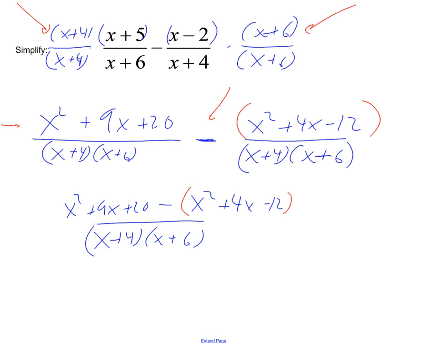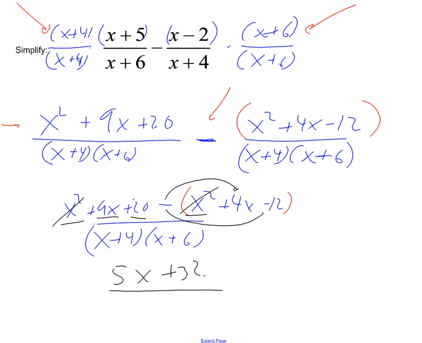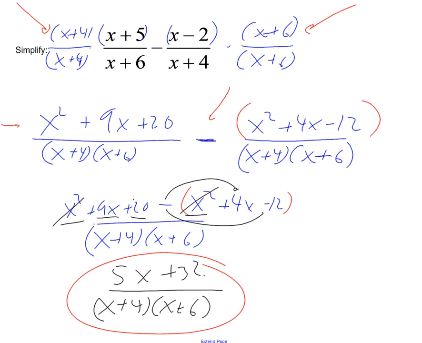Now we subtract. The x squared minus x squared will cancel. 9x minus 4x will give us 5x. 20 minus a negative 12 will give us a positive 32. So you got to distribute. Luckily, you've been doing that since 6th grade, so you should be okay there. Are we done? How do we know that we're done? Well, can we simplify this expression that we have at the bottom here? We can't, because the numerator can't be factored and there are no common factors as is, so we are finished.